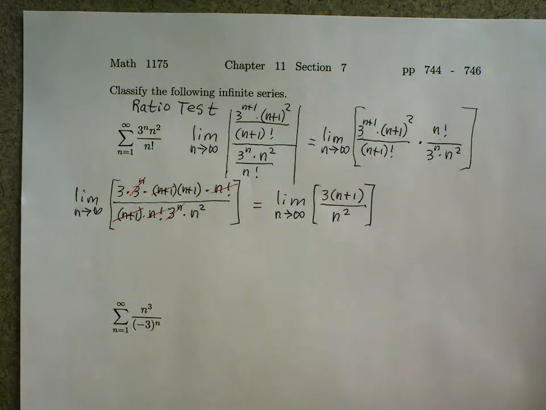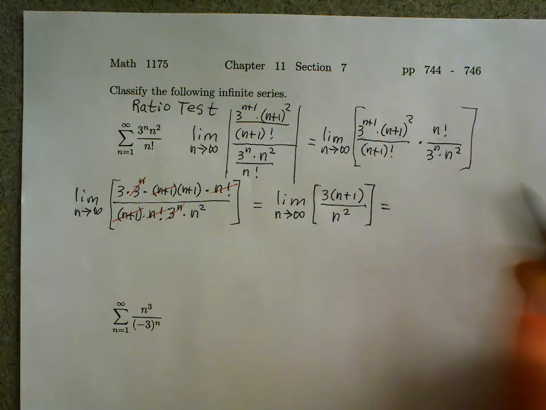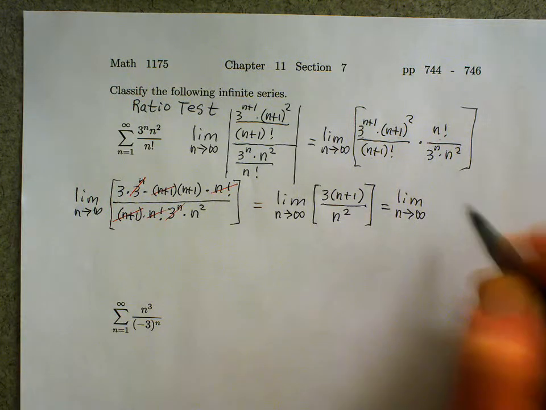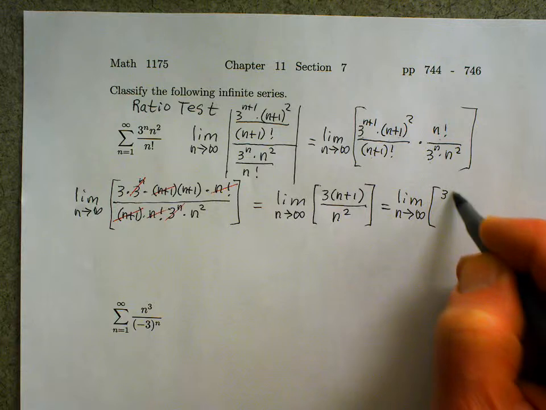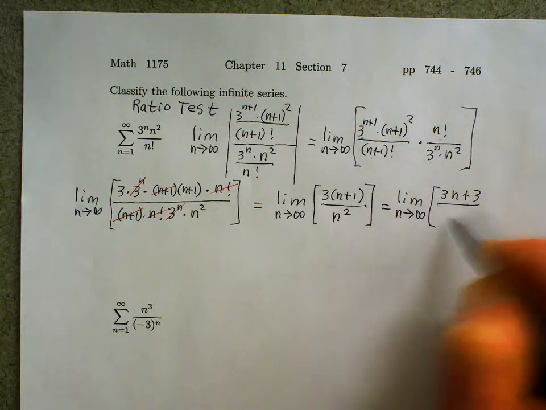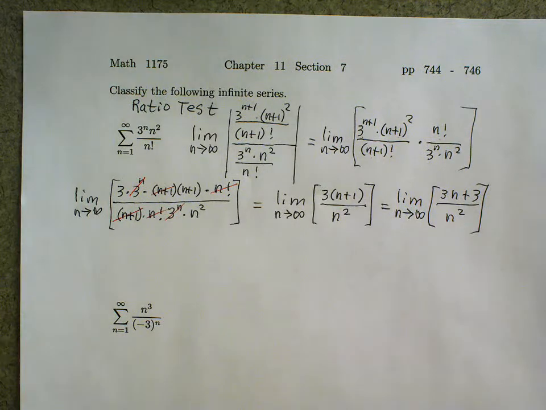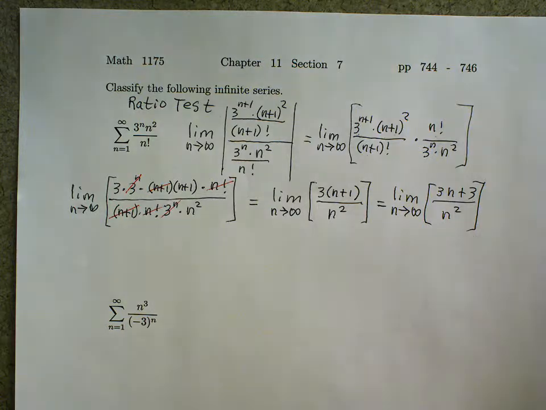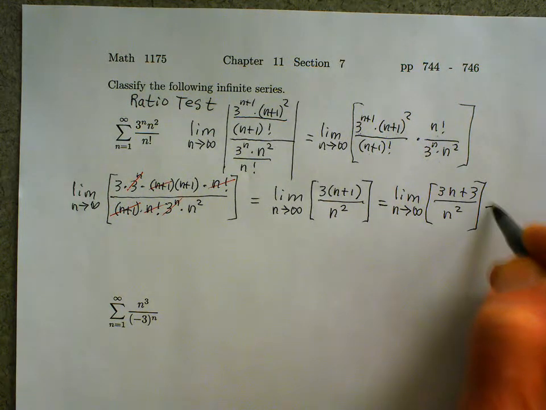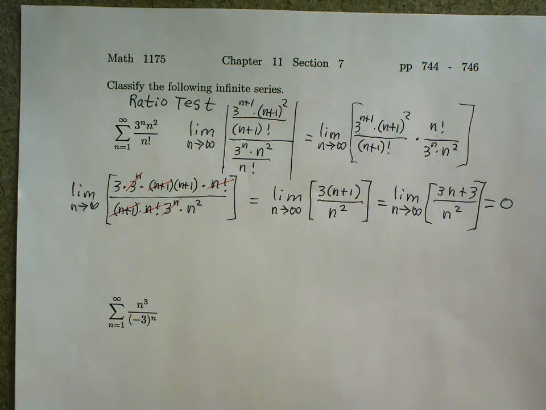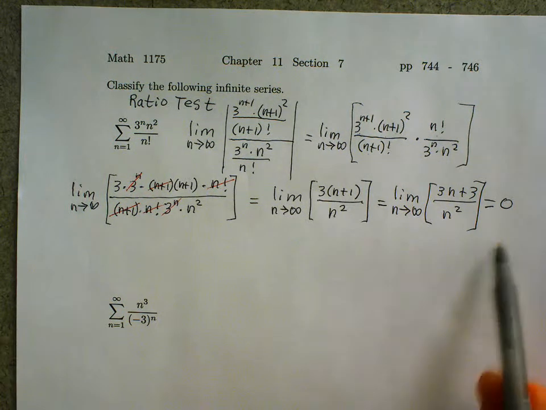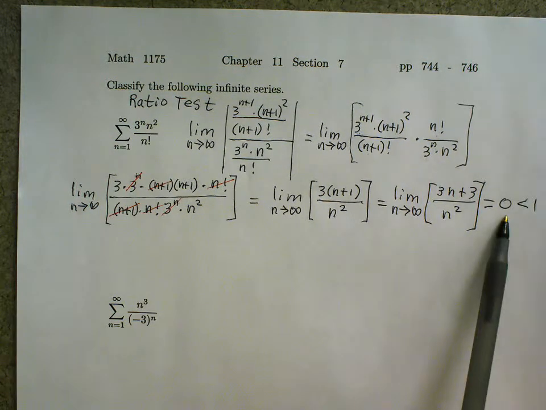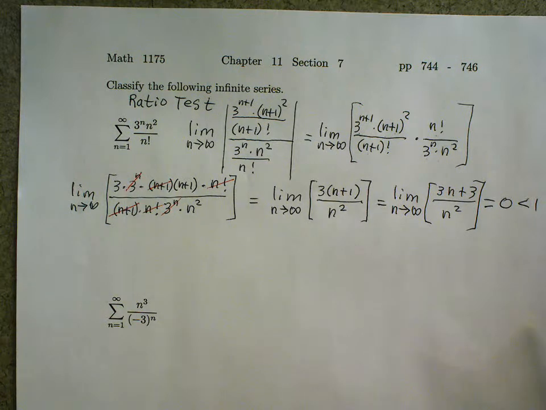So what does this limit equal? We can rewrite this as the limit as n approaches infinity of 3n plus 3 over n to the second. So this limit is 0. And so since 0 is less than 1, the ratio test says that this series is convergent.